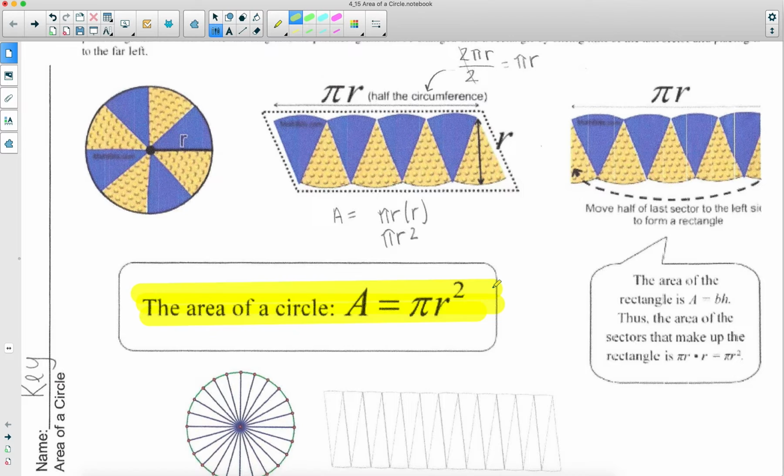Okay, so it's a whole idea of cutting up a circle into sectors, rearranging the sectors to form a parallelogram, and then understanding that the base of the parallelogram or the rectangle is half the circumference, which is pi r, and the height of that parallelogram or rectangle is just the radius of the circle. Multiply base times height, and you get pi r squared. So that's really where that formula comes from. I know you've been introduced to it in middle school, but we were really focusing on the derivation here.